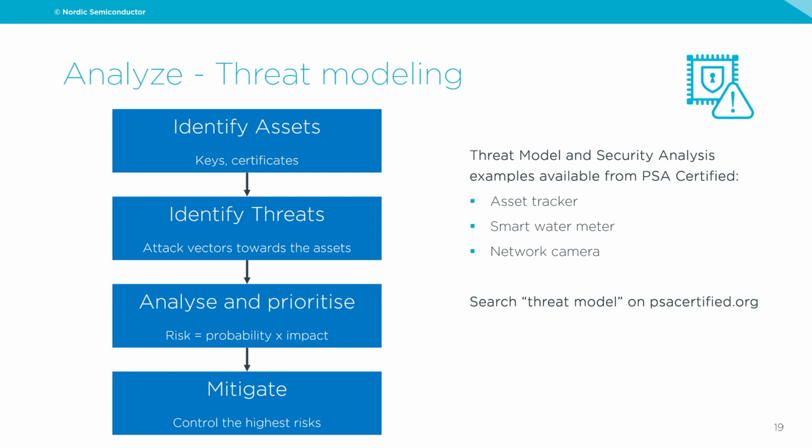And if you look into the PSA Certified website, you will find a few threat model and security analysis examples available. They are covering an asset tracker, smart water meter, network camera, and a few other device types. So if you search for threat model on psacertified.org, you will very quickly find some of these examples.